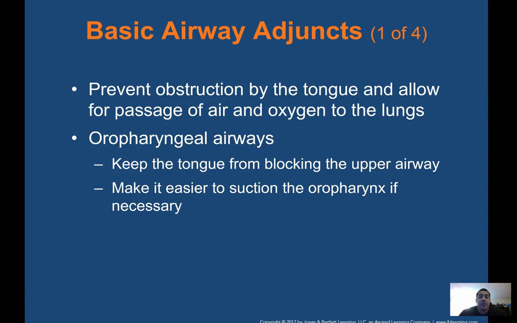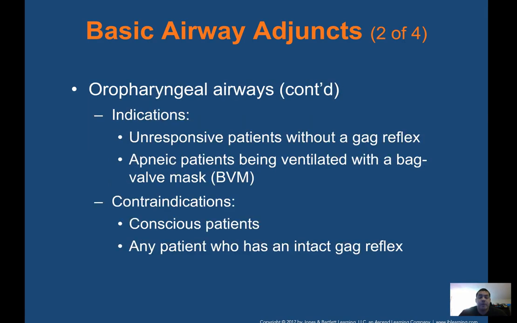Continue this alternating pattern until all secretions have been cleared. So, basic airway adjuncts prevent obstruction by the tongue and allow for passage of air and oxygen to the lungs. Oropharyngeal airways keep the tongue from blocking the upper airway and make it easier to suction the oropharynx if necessary. Indications: unresponsive patients without a gag reflex, and apneic patients being ventilated with a bag valve mask. Contraindications: conscious patients, and any patient who has an intact gag reflex.